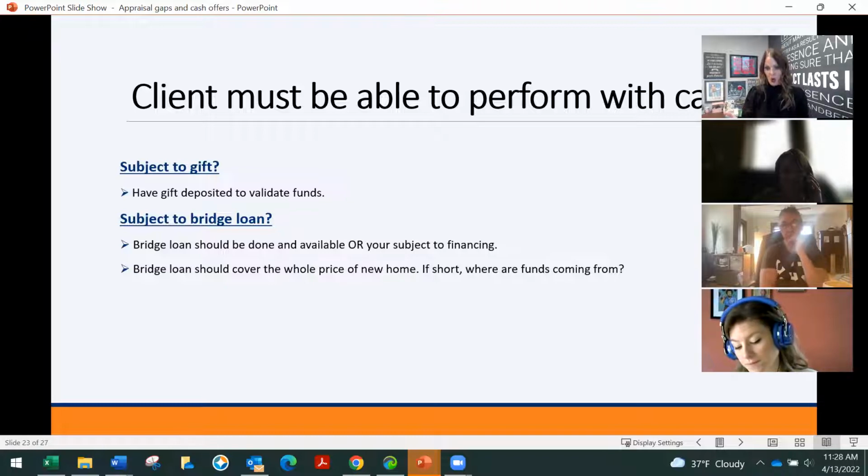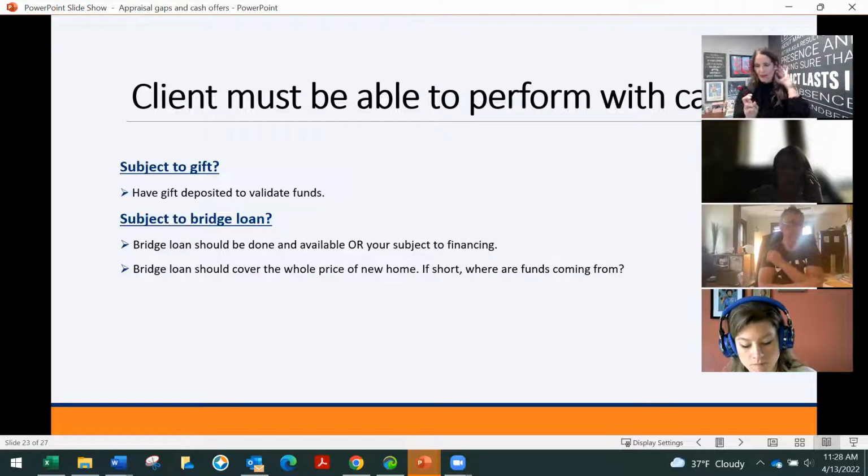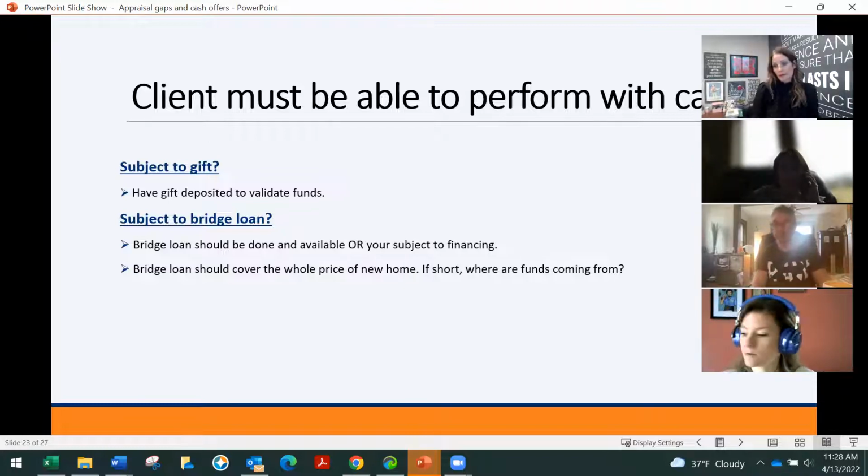So if they are short 20 or 30 grand, you also have to allocate, where's that money coming from? Do they have additional assets they can pull? Can they get a gift? Can they do whatever to make that purchase whole with cash? Because we get a lot of, "Well, I'm short 25 grand." Well, I'm not doing a loan for 25 grand. So you've got to figure it out, or you're not cash.